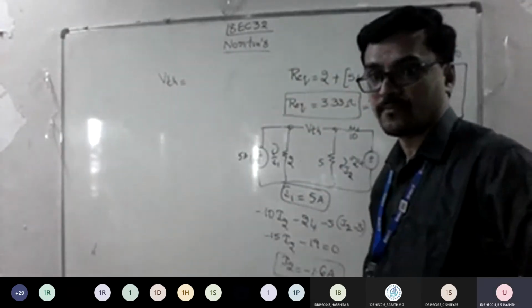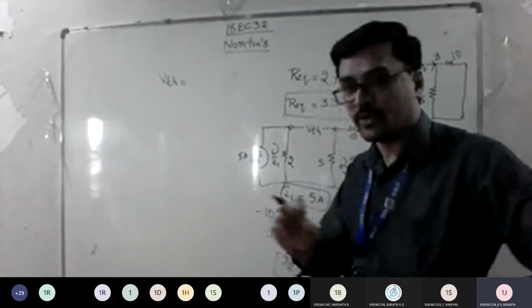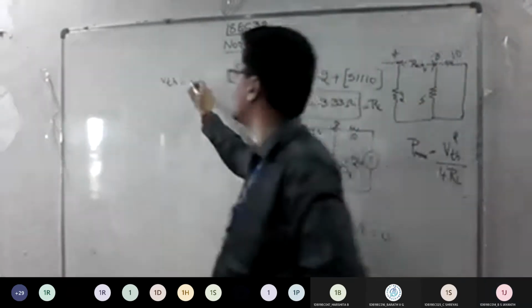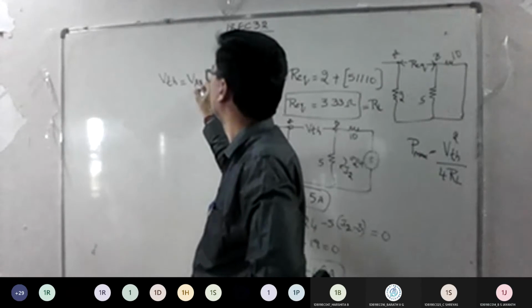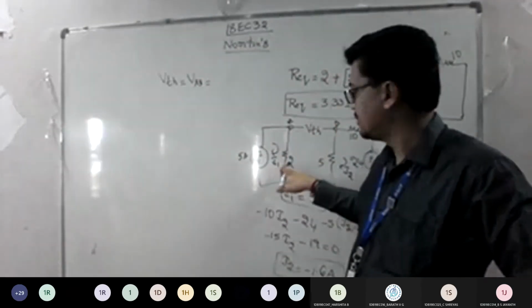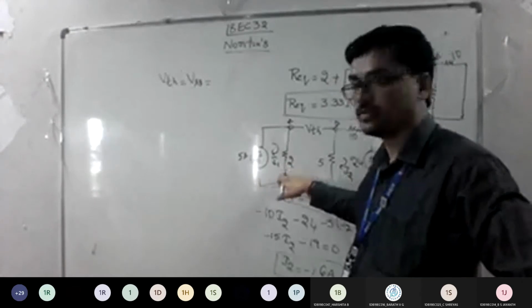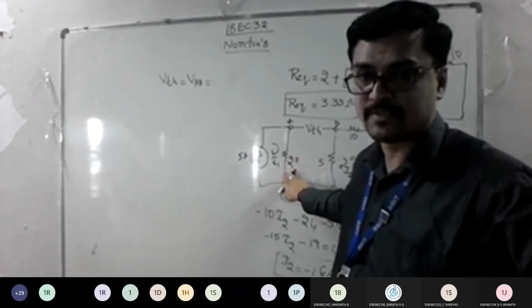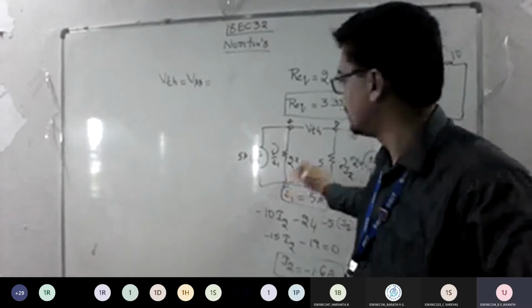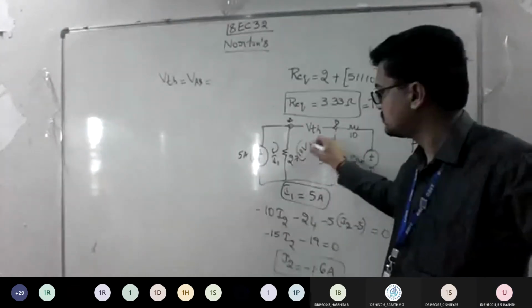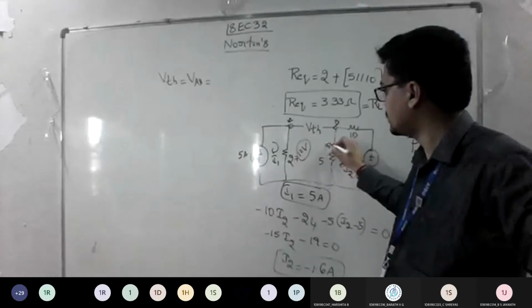Sir, 10 minus. See, you got what I told, right? So this is A and B. So you need to find what is VAB. So if you find, you have already found the current here, right? So this 2 ohm is between the two. What is the voltage across this 2 ohm first? 10, sir. So you'll get 10 volt here. And what about the voltage across this 5 ohm? 8 volts, sir.